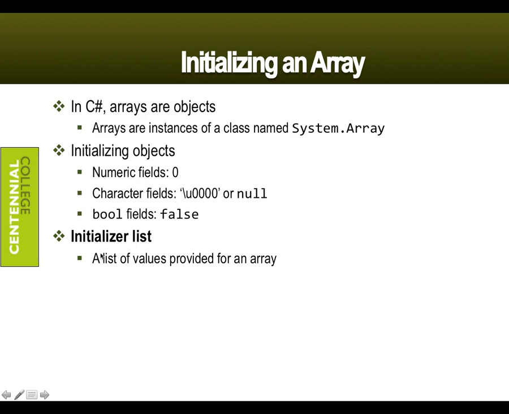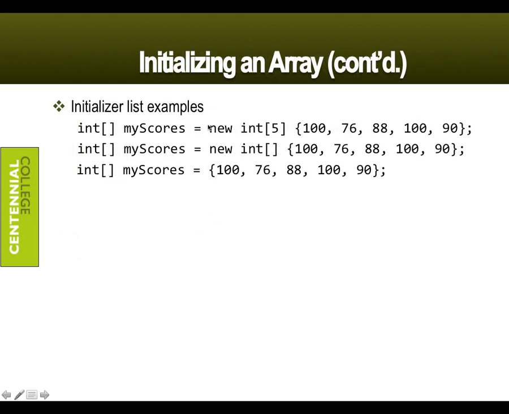Okay, and again, an initializer list is a list of values provided for an array instead of declaring the values afterwards. We'll talk about that in a second. Here's an example of some initializer lists. So there are different ways of declaring arrays.